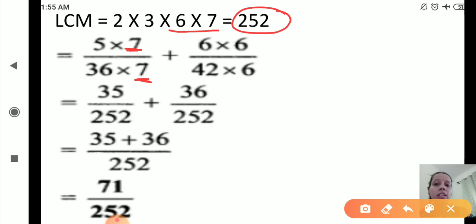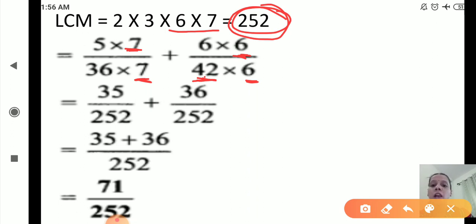Now for the second number, what is the second number? 6 upon 42. Which number will you multiply by 42 to get 252? You will see that the LCM, 252, should be there in the denominator. So first we will check the denominator only. Don't look at the numerator to decide which number to multiply. Whatever number we take in the denominator for multiplication, the same number you will multiply in the numerator also. So 42 multiplied by which number gives 252? 42 multiplied by 6, right? So in the numerator also we will multiply by 6.